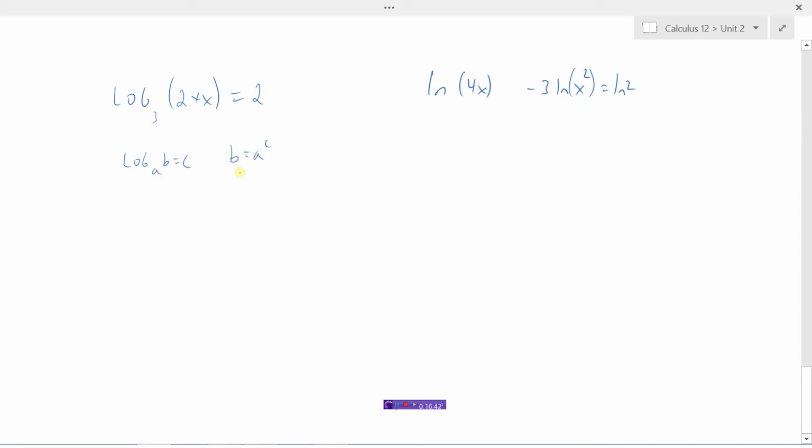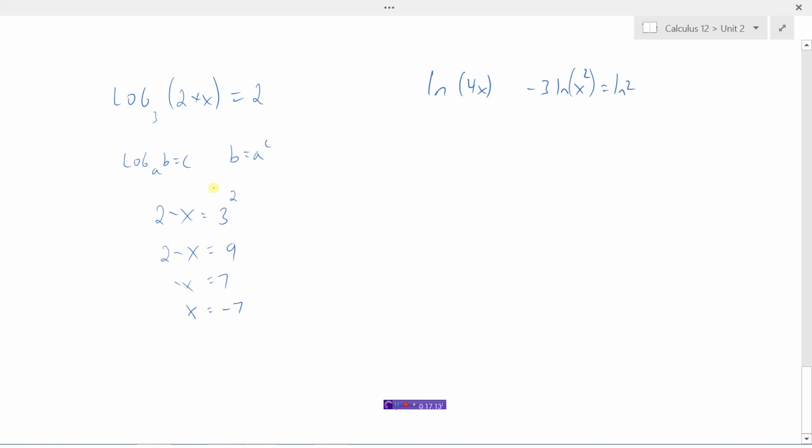So that's what I'm going to use here. I've got log base a of b equals c. That means that b equals a to the power of c. So 2 minus x equals 3 squared, which is 9. I'll minus 2 from both sides to get negative x equals 7. And now I'll divide by negative 1 to get x is negative 7.